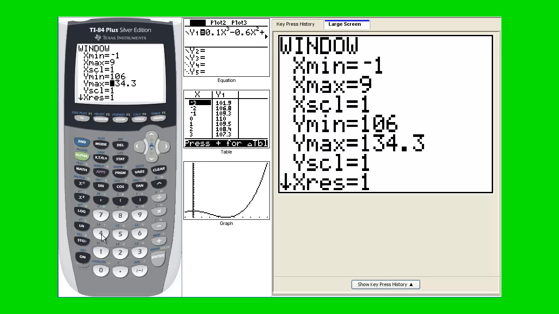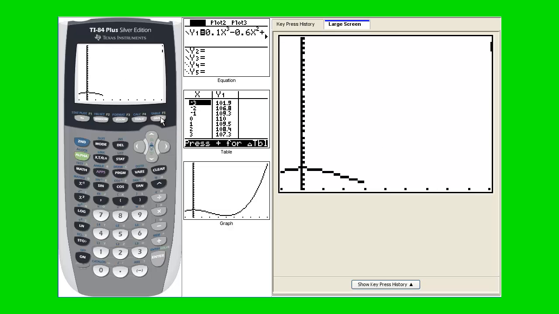And then we're going to have our y-max be 135. We're just going to make it a little bit prettier. And then we go back to our graph. So here are our values. This is what your graph should look like.